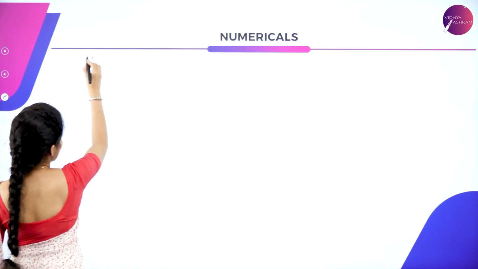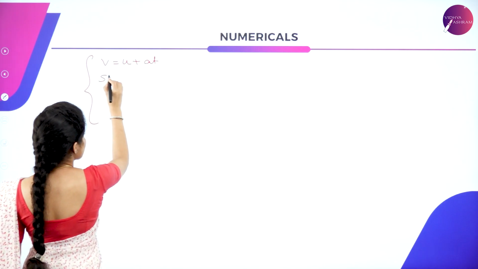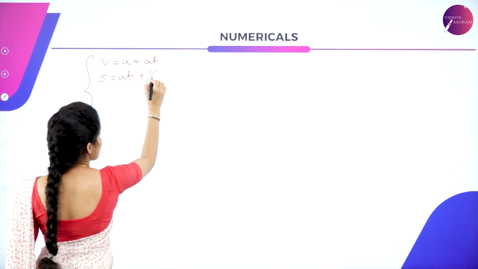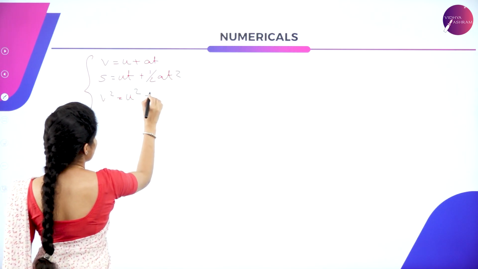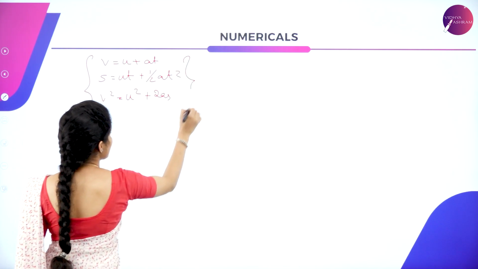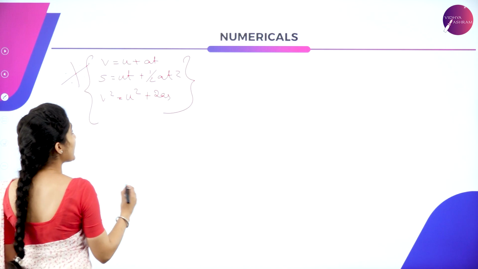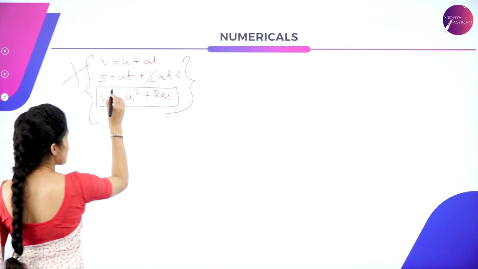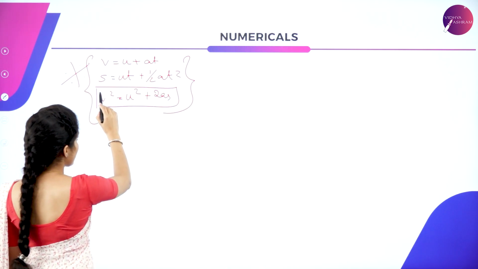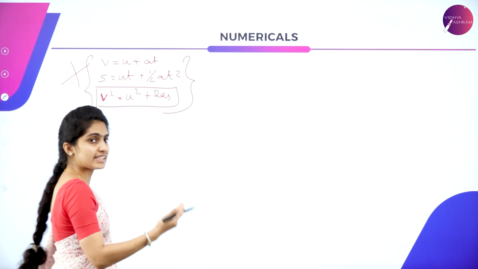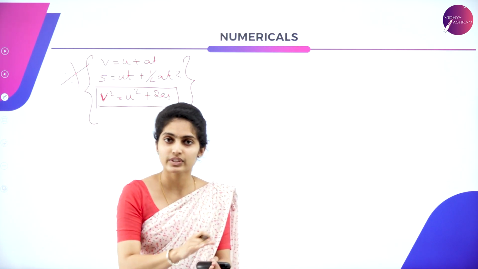I have told you there are three equations of motion: v is equal to u plus at, s is equal to ut plus half at square, and v square is equal to u square plus 2as. These are the three equations of motion which are very important for you. Now they have asked you the height. I have got the initial velocity in the question itself, and my final velocity is 0 because once it reaches the top, the ball will be at rest.